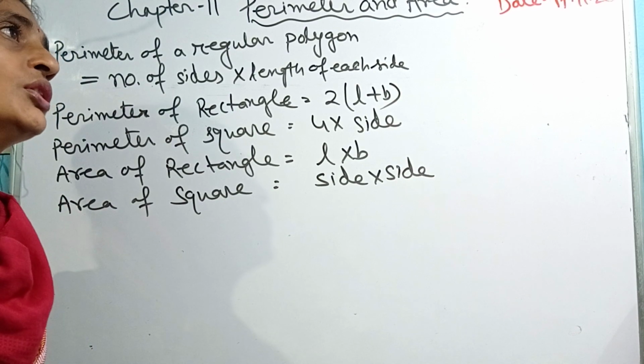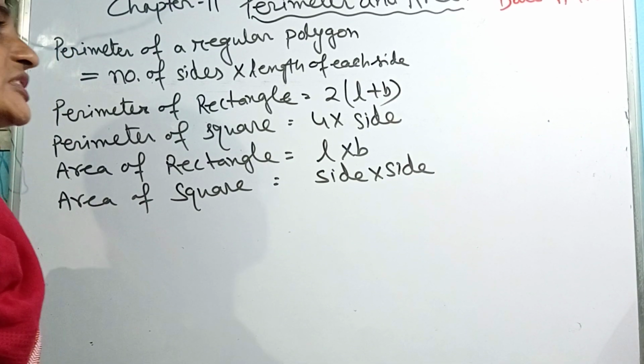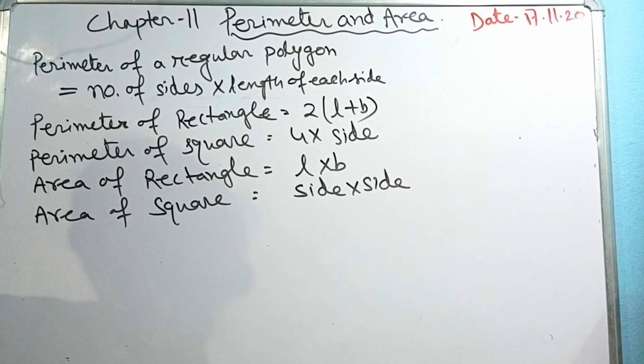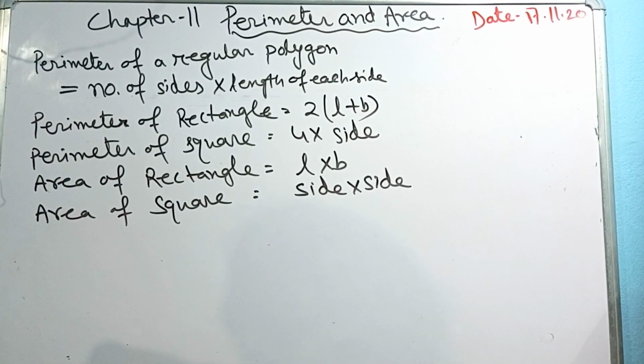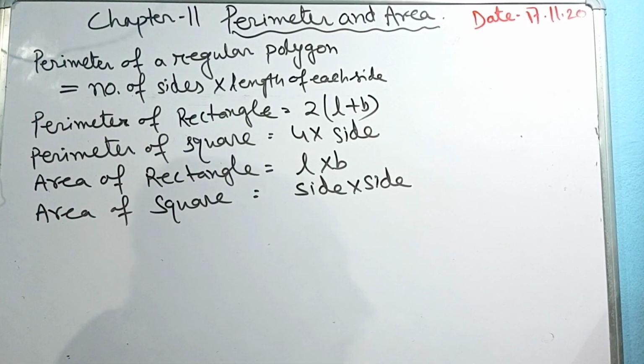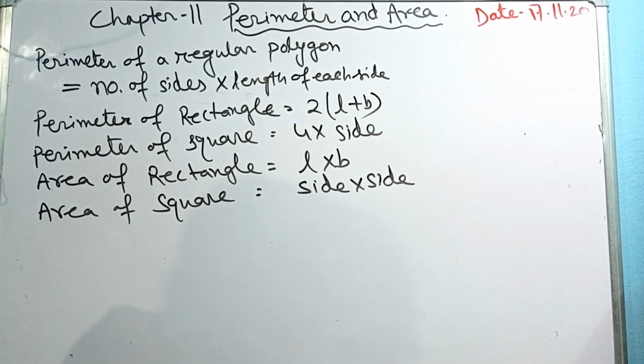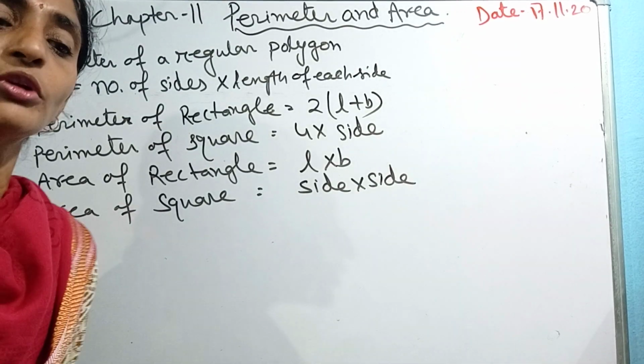Okay, so here we will discuss the perimeter of regular polygons. What does it mean by the perimeter of a regular polygon? That means how many sides it has, multiplied by the length of one side. Yes, that is the perimeter of a regular polygon.